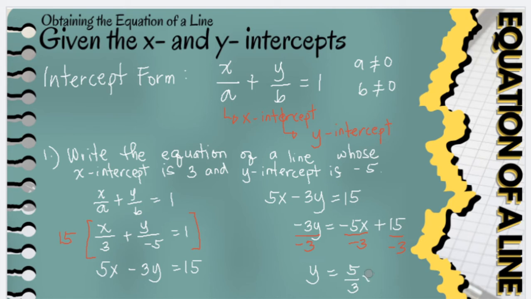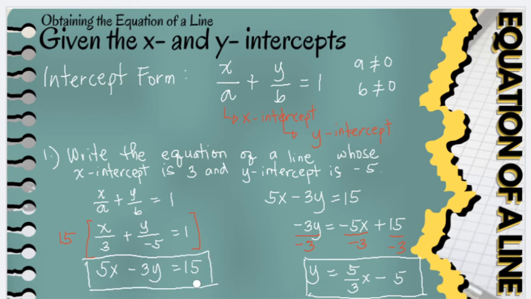And then we have here x. And then positive and negative. So, negative na yon, magma-minus tayo dito. And 15 divided by -3 is 5. So, this is the slope-intercept form. Okay? And this one is the standard form.